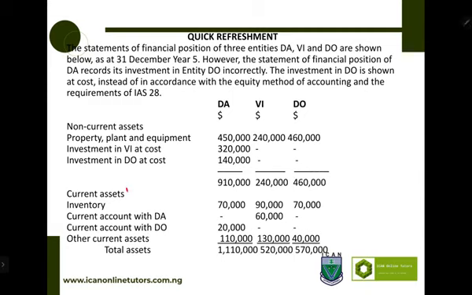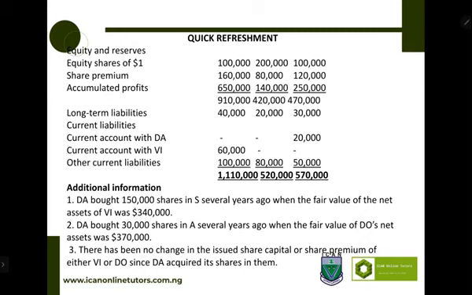Okay, our current assets include inventory, current account with D, and current account with DO. Then we have other current assets, and our total assets equals this. All right. Our equity and shares comprise all that we are given. Permit me to jump to the one that actually calls attention, the additional information. Are you there?